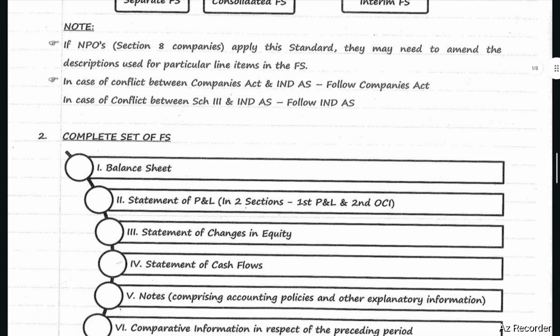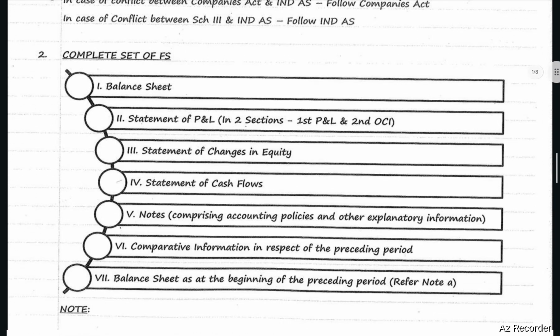Complete set of financial statements. A complete set of financial statements includes balance sheet, statement of P&L in two sections: first P&L, second OCI, third statement of changes in equity, fourth statement of cash flows, fifth notes to accounts comprising accounting policies and other explanatory information, sixth comparative information in respect of the preceding period, seventh balance sheet at the beginning of the preceding period. That means opening balance sheet as on day one of the previous year.